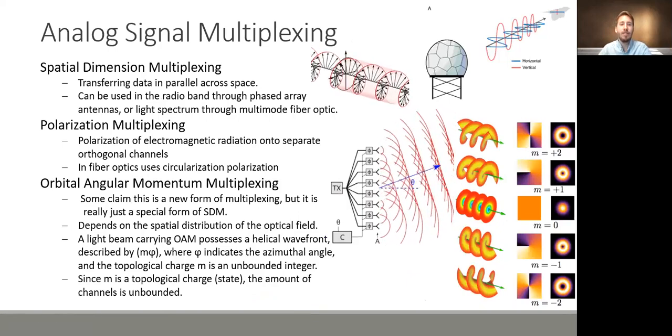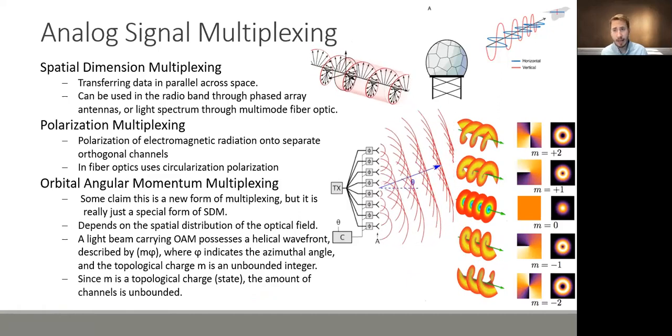Wow, okay, so spatial dimension multiplexing. The idea of this is that you're transmitting data in parallel across space, not frequency, not wavelength, not time. You're using simply physical space.